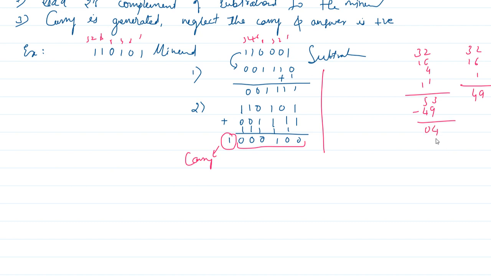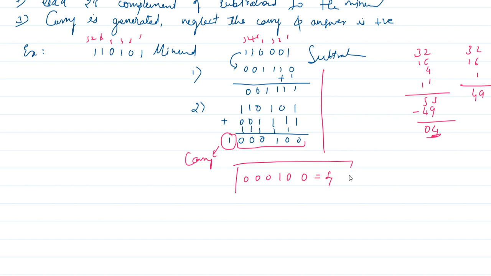Answer will be 4, right? Okay, our binary number which is obtained as result should be equal to 4, right? Okay, now you check what is the result now. Result is 0 0 0 1 0 0. Is it equal to 4? Yes, obviously this is equal to 4.